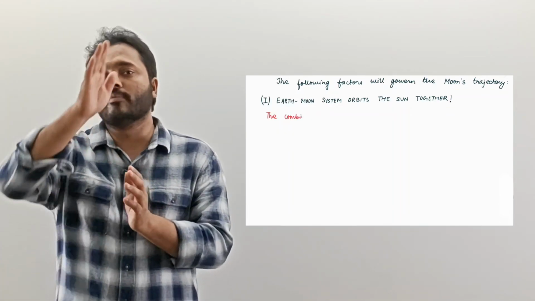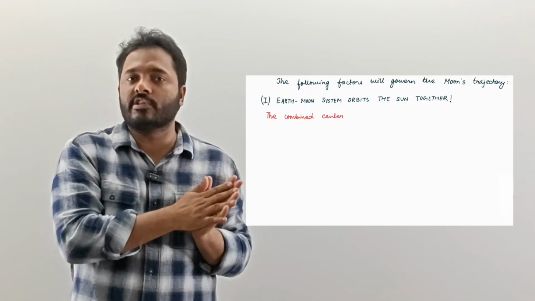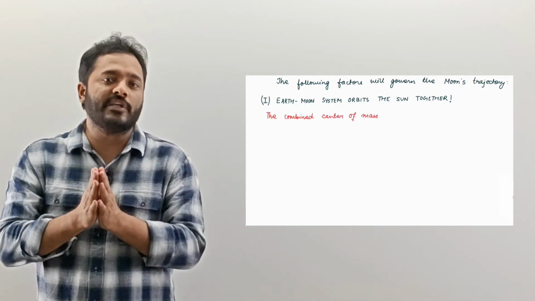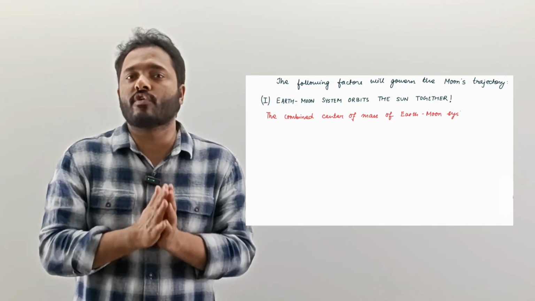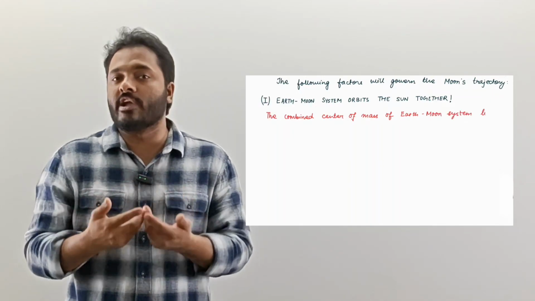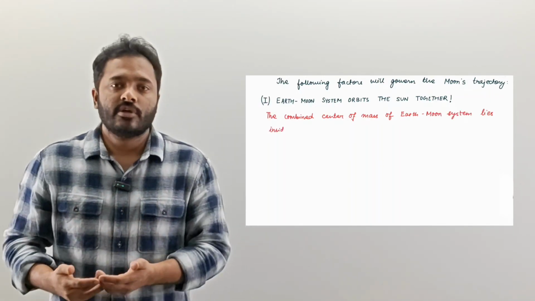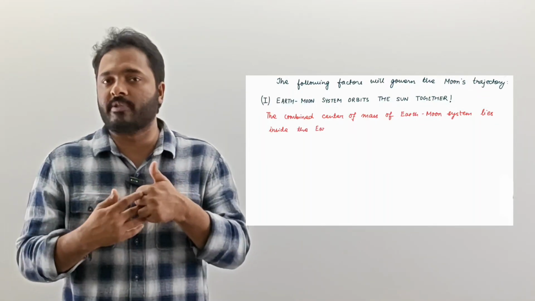It's not just the Moon orbiting the Sun or the Earth orbiting the Sun, but considering the distance, it is the Earth-Moon center of mass which is orbiting the Sun, and that is called the pericenter. So this is the first point which must be kept in mind.